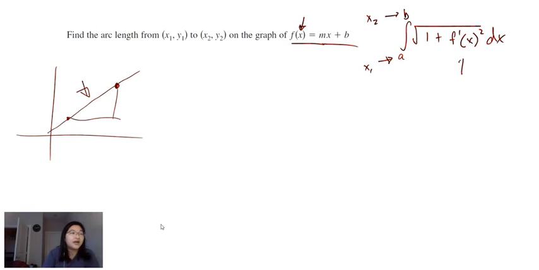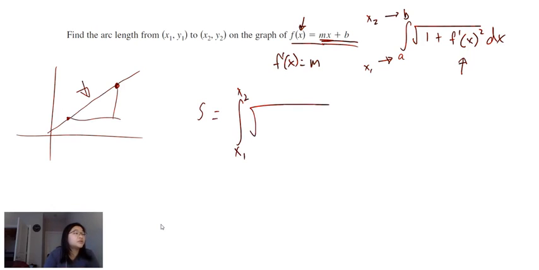And f prime of x here is just our derivative of mx plus b, which is the slope of the tangent line, and since our function is a line, our tangent line is always m. So we have our arc length, and we typically call it s. I actually don't know why, so that might be worth a math journal. But we have our integral from x1 to x2 of root 1 plus m squared dx.